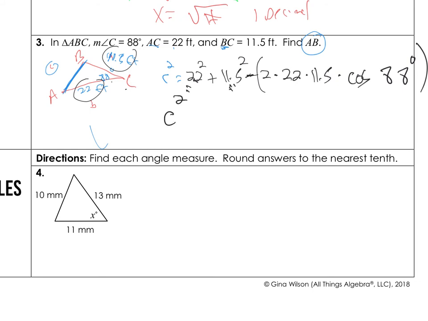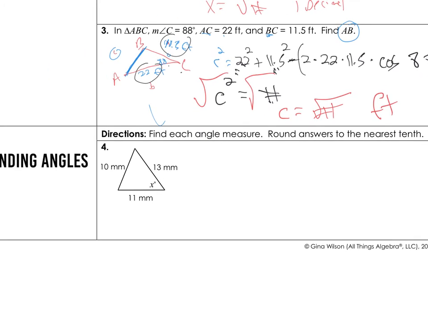C squared is some number, because all you did is key in 22 squared in your calculator plus 11.5 squared minus parentheses 2 times 22 times 11.5 times cosine of 88 degrees. Bingo, bango, there's your number. Take the magic square root of both sides. C is whatever that becomes. But there's one more requirement. All my sides were labeled in feet, so I better put feet, or you will lose a point.